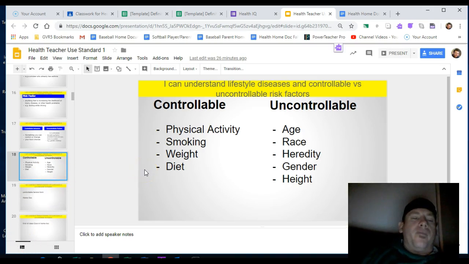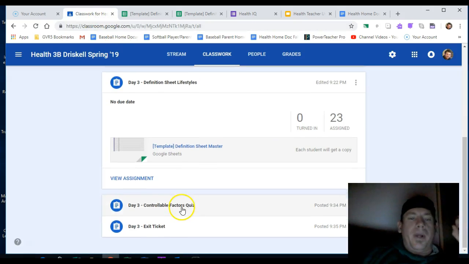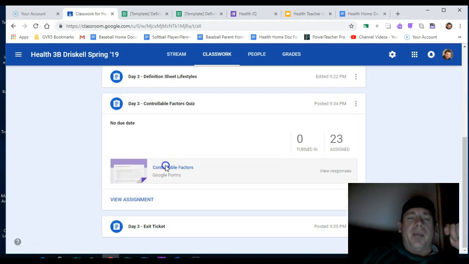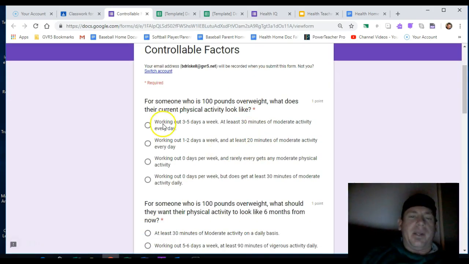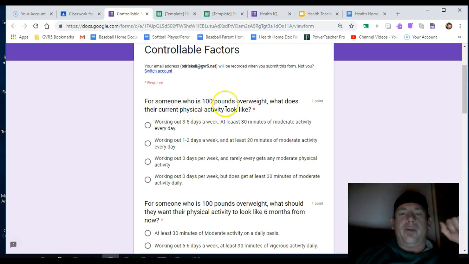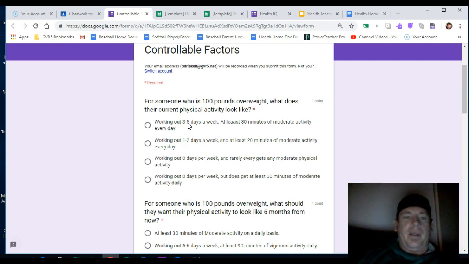As we pause here for a second, I'm going to have you go back to Classroom, and you're going to open up the Day 3 Controllable Factors quiz. When you open this up, you're going to be asked a bunch of questions where you might think, I don't really know what this is. So I'll walk you through the first question. For someone who is 100 pounds overweight, what does their current physical activity look like? If I'm 100 pounds overweight, chances are I'm not doing much of anything. So working out 3 to 5 days a week, no way. I don't have to read the rest of that option because there's no way they're doing that.